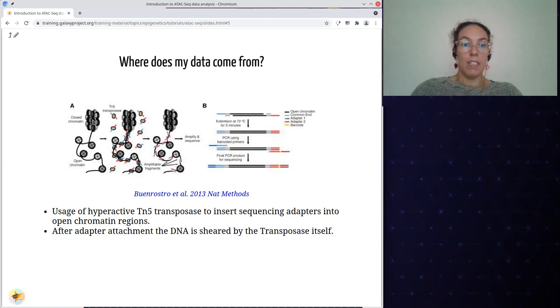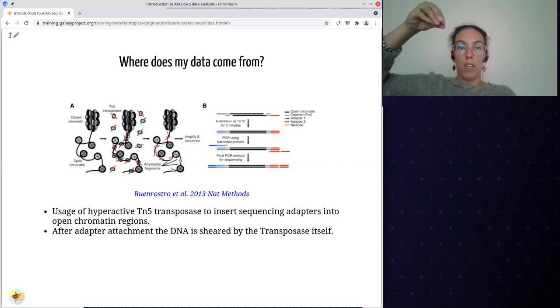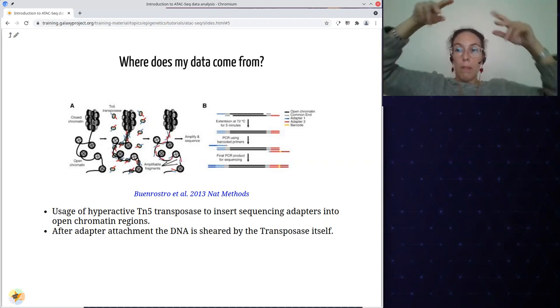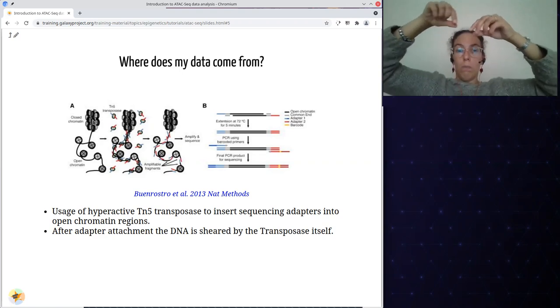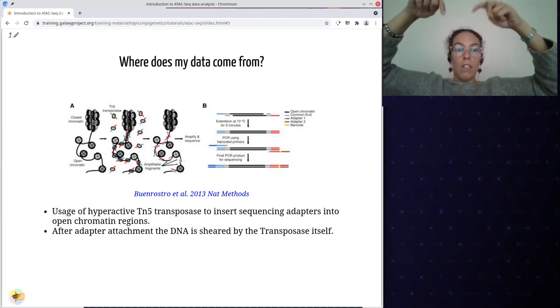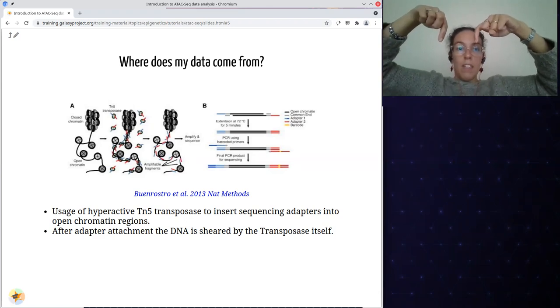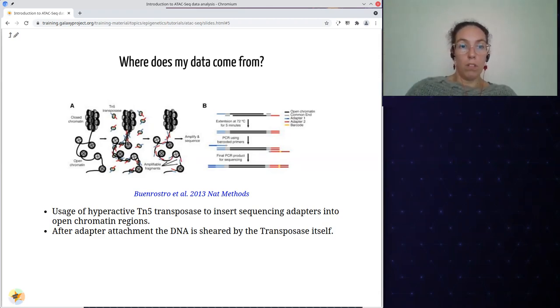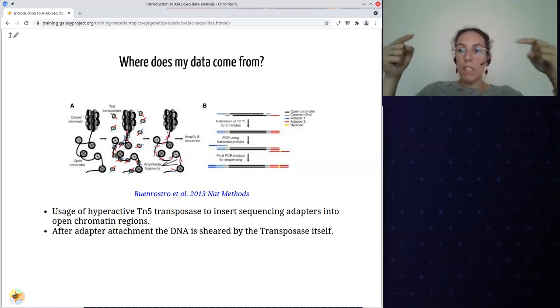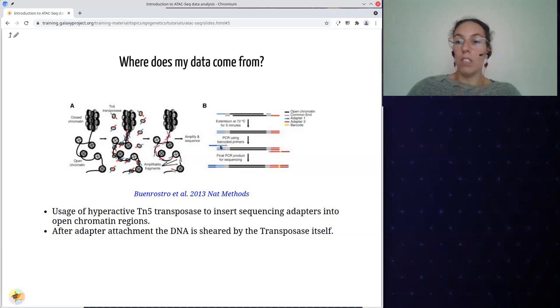So what will happen is that when the Tn5 transposase enters into the nucleus, it will be able to bind and to put the two DNA fragments that were bound to it in the open chromatin regions, so in the DNA that was not wrapped around nucleosomes. Then you purify your DNA, so you remove all the nucleosomes and the transposase, and then you amplify through PCR cycles using some barcoded primers.